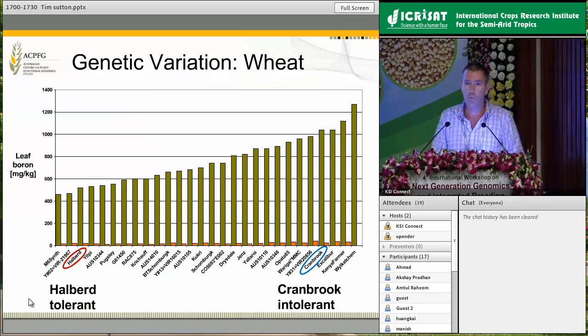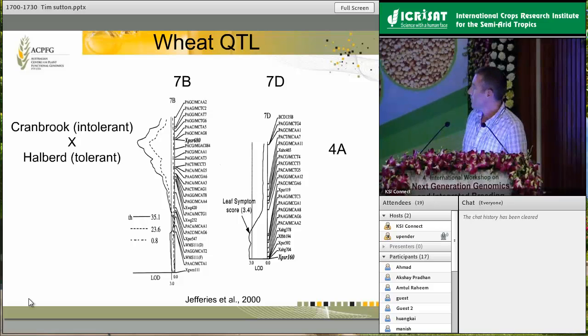So moving into wheat, there is great variation for tolerance in wheat as well, and this is also work that's been going on for perhaps more than 30 years at the Waite campus of the university. A lot of the initial mapping was done in two lines, a tolerant genotype by the name of Halberd, and an intolerant genotype called Cranbrook. So again, early genetic work showed that there's actually one major QTL on chromosome 7B.